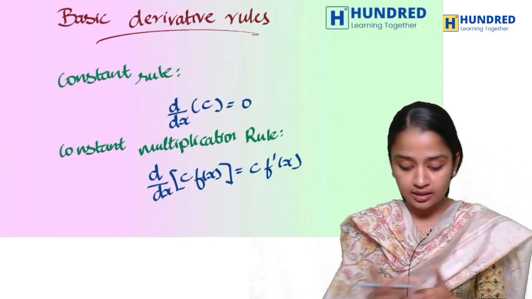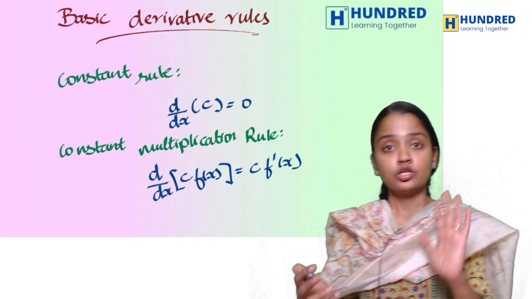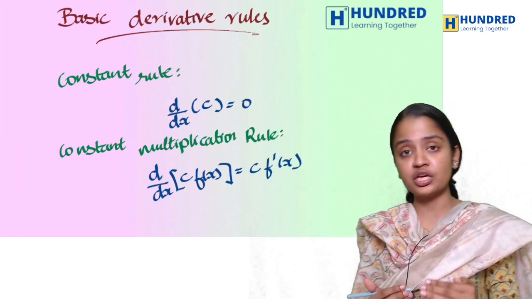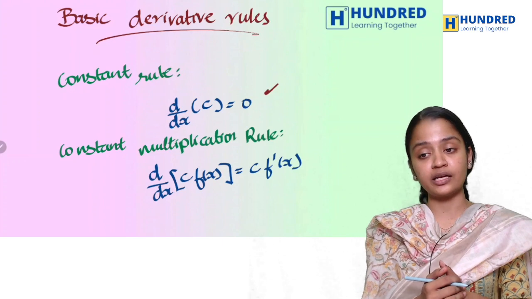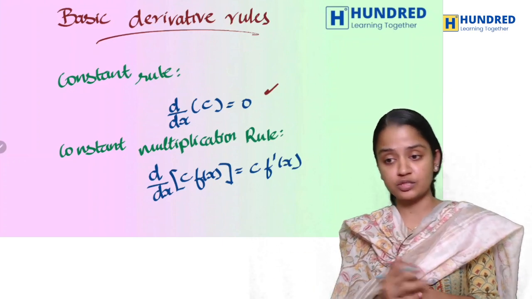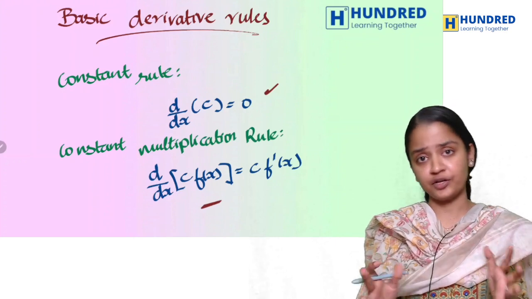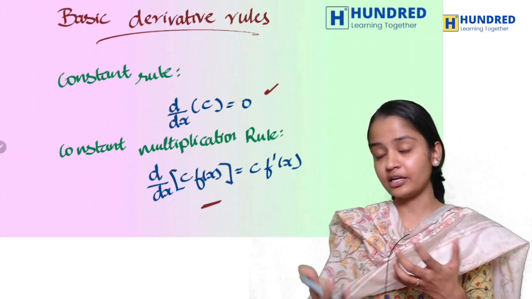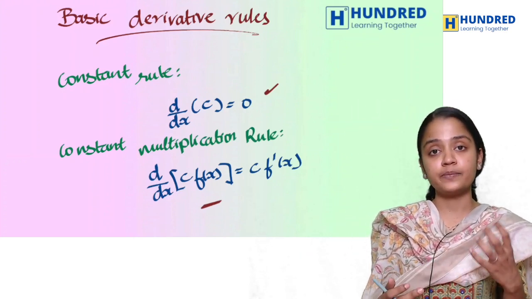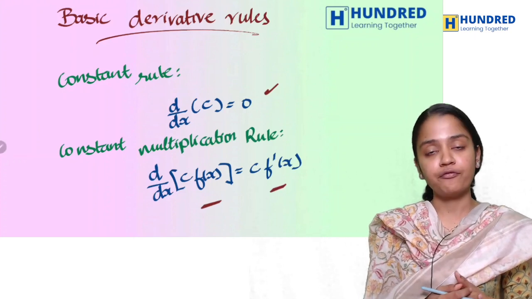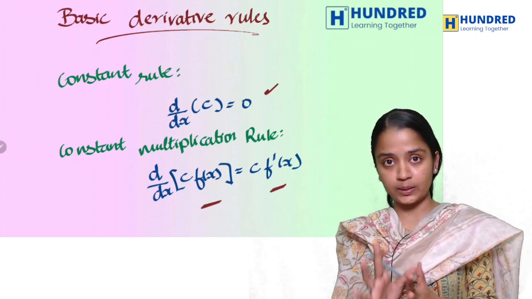Now these are the basic derivative formulas. Your constant rule: when you differentiate a constant, it will become 0 only. And when you multiply by a constant and differentiate, this will be c into f dash of x. Okay, so this is how it will be.